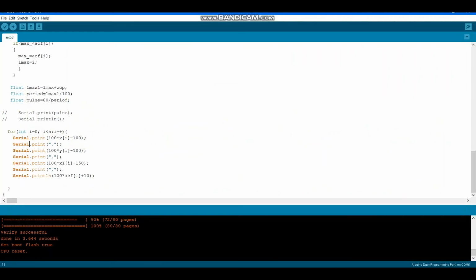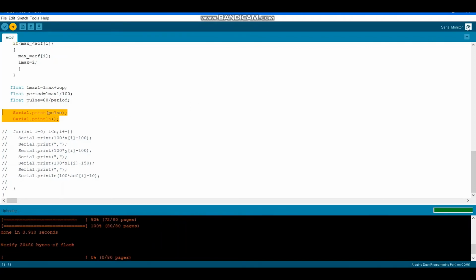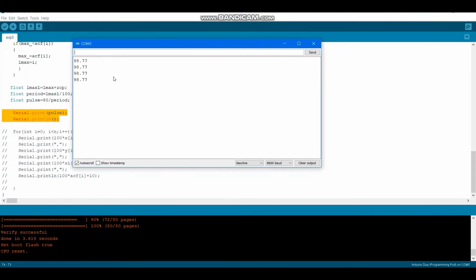In order to calculate the pulse, we will just comment this code out and uncomment this code and upload it to the board. Let us see on the serial monitor. So here we can see it has to be in the range of 85 to 180 for an adult male. It is coming out to be 98.77.